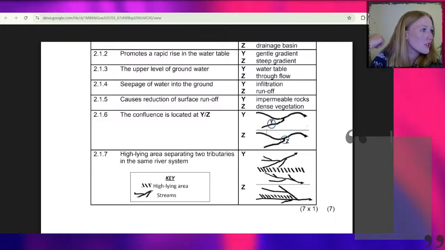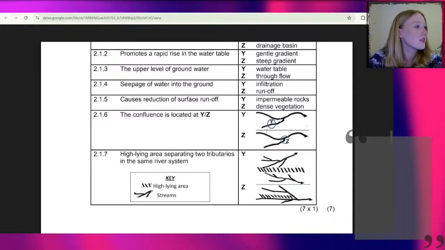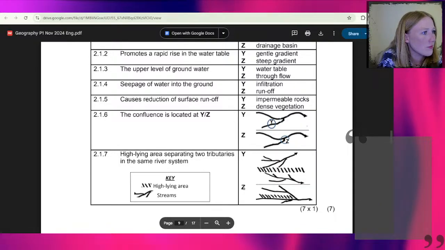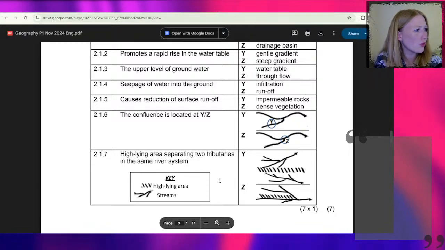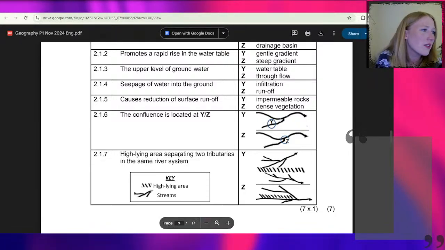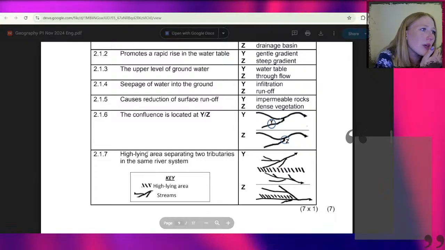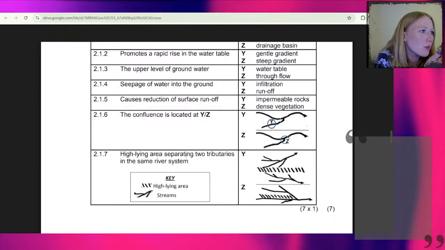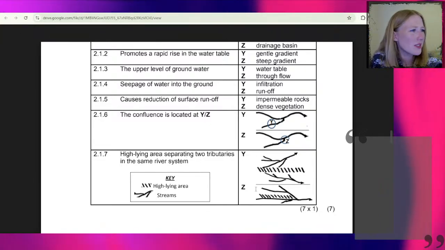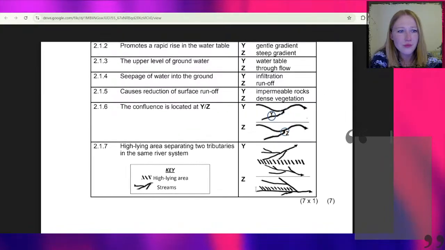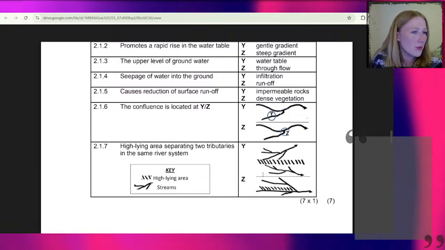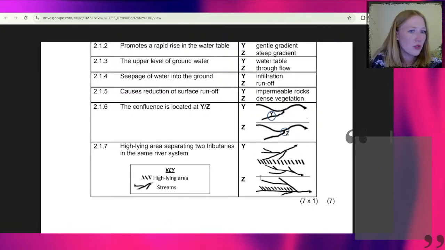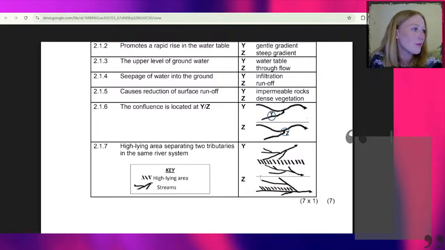High-lying area separating two tributaries in the same river system. Hmm? Oh, that would have to be, wait, no, wait, high-lying area separating two tributaries in the same river system. So that would be Z, right? I thought they were asking what it's called. Because this looks like it's two different drainage basins. They look like they're going in two different directions. So I don't think that's the same system.